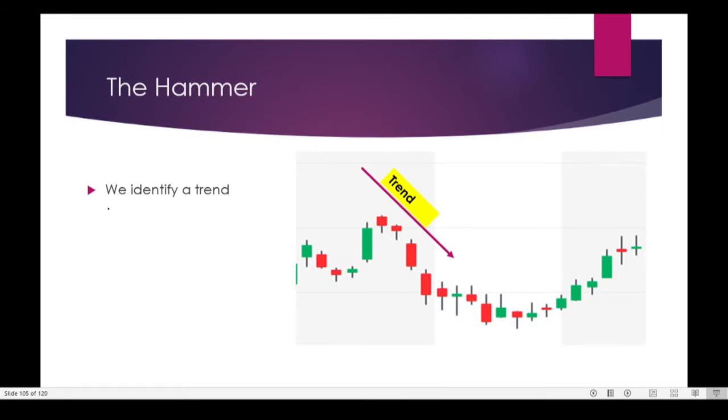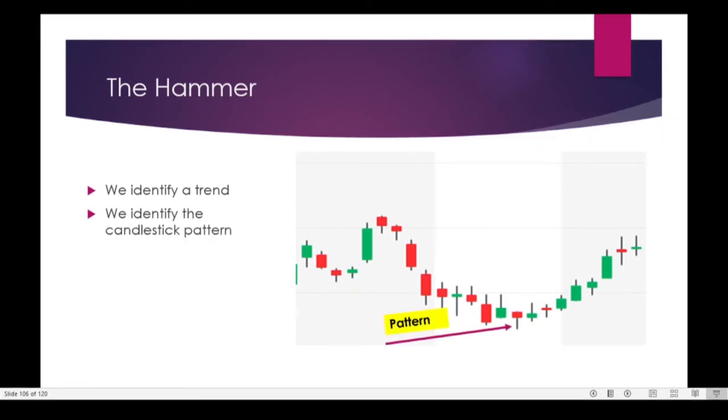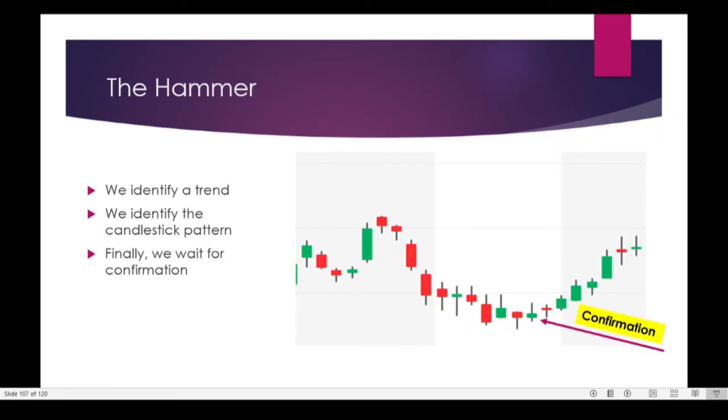Before we jump into placing a trade, there are certain criteria that we like to see. We like to notice a trend, so we do have a trend going down. Next, we identify the candlestick pattern. And then next is confirmation. There are two ways we like to look at this. We want to jump in if it's trading above the hammer or if it closes above the hammer. With experience in trading, you will make the best decision for you.